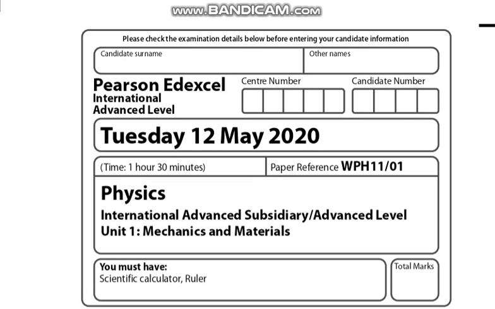Today we are going through Physics IAL Unit 1 Mechanics and Materials. This paper was supposed to be set in May 2020, but due to coronavirus it was set in October-November. So without further ado, let's get started.